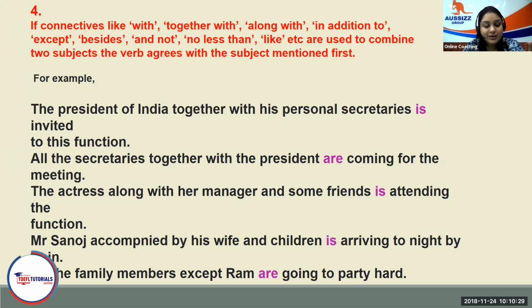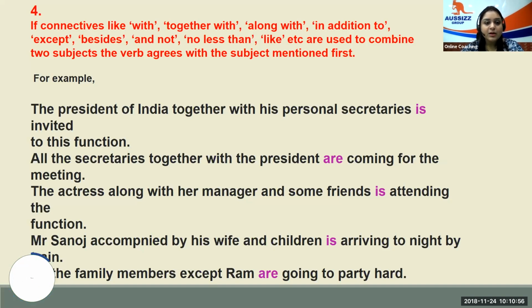Getting the thing? So here, what is my connector? With. With, subject number 1, the president. Subject number 2, personal secretaries. President is singular. I have to use is. The president of India, together with his personal secretaries, is. Here, I have no relation with the personal secretaries. I have the relation with the president.